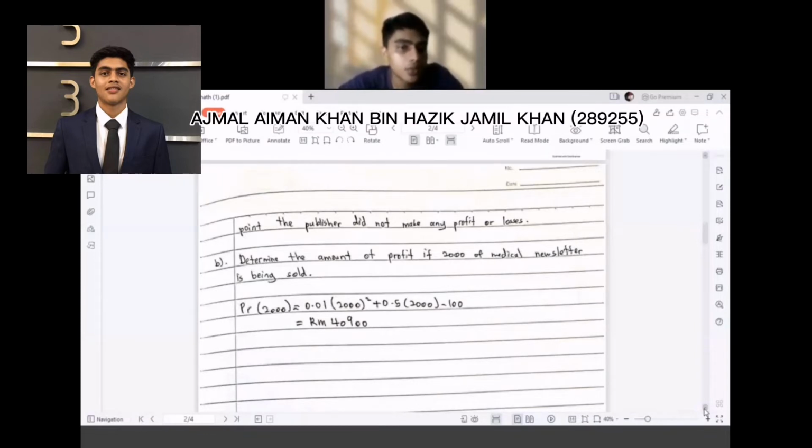Okay, the next question is: determine the amount of profit if 2,000 of the medical newsletter is being sold. We take the profit function and we substitute 2,000 into the x value. So we get 40,900 as the profit if 2,000 of the medical newsletter is being sold.